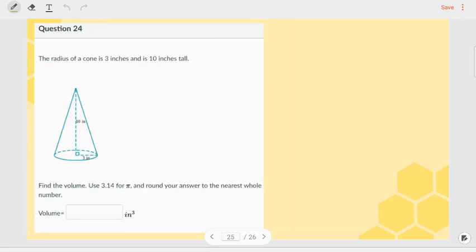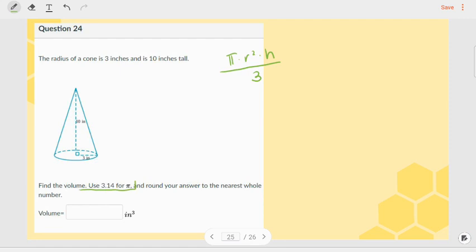Cones. The radius of my cone is 3 inches and the height is 10. Now my formula for a cone is a little different, but it's actually quite similar. It is pi times r squared times height. So far, so similar to the cylinder. All divided by 3. So here we go.